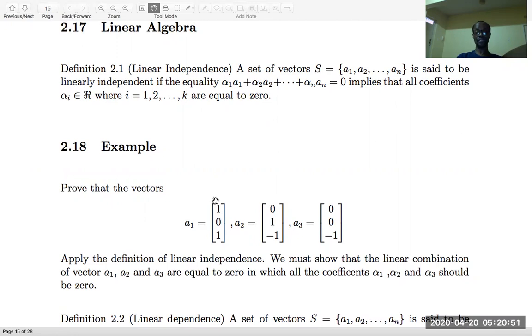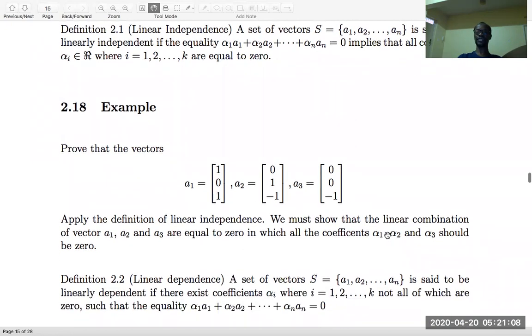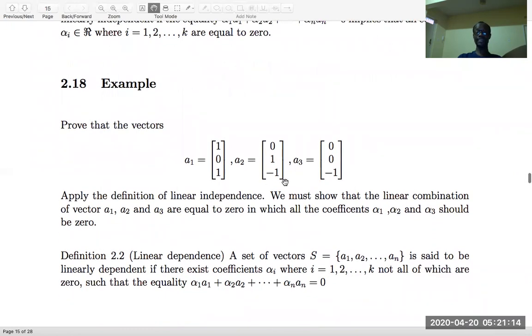So you are given a vector A is this, and the vector B is this, and the vectors A1, A2, A3, they're this. So apply the definition of linear independence. We must show that the linear combination of vectors A1, A2, A3 equal to 0, in which all coefficients alpha 1, alpha 2, and alpha 3 should be 0. Right. So you should be able to do this, and hopefully I did this in class, and I hope that you can follow.